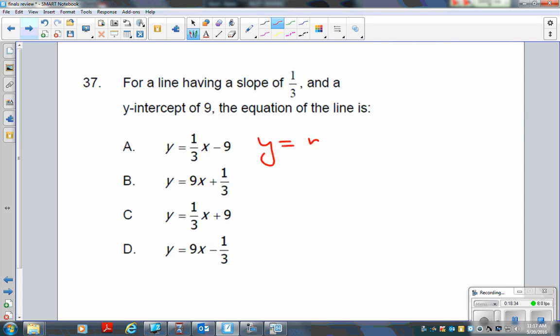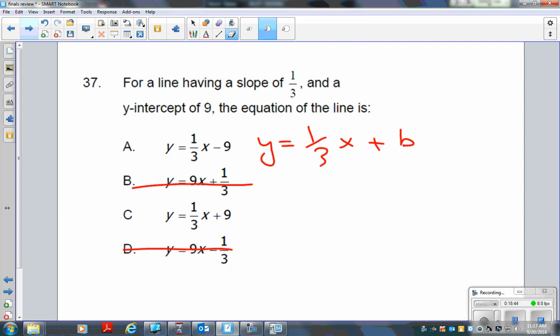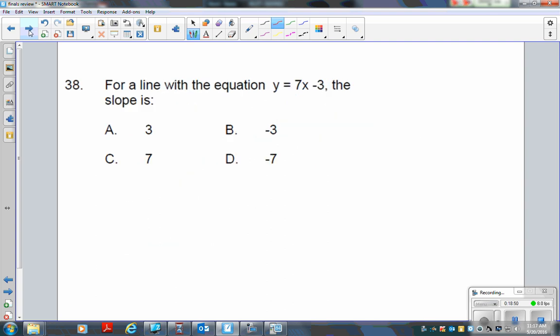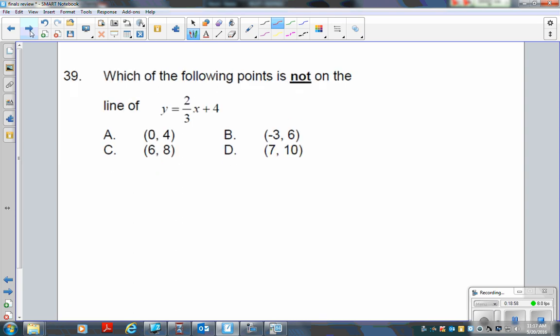Again, the slope always goes in front of the x. So this is your slope. They say it's 1/3. And the y-intercept is positive 9. All right, here's the equation. Where's the slope? Again, remember the slope is always the number in front of the x. All right, now this is a y equal to. All I got to do is plug in the calculator.